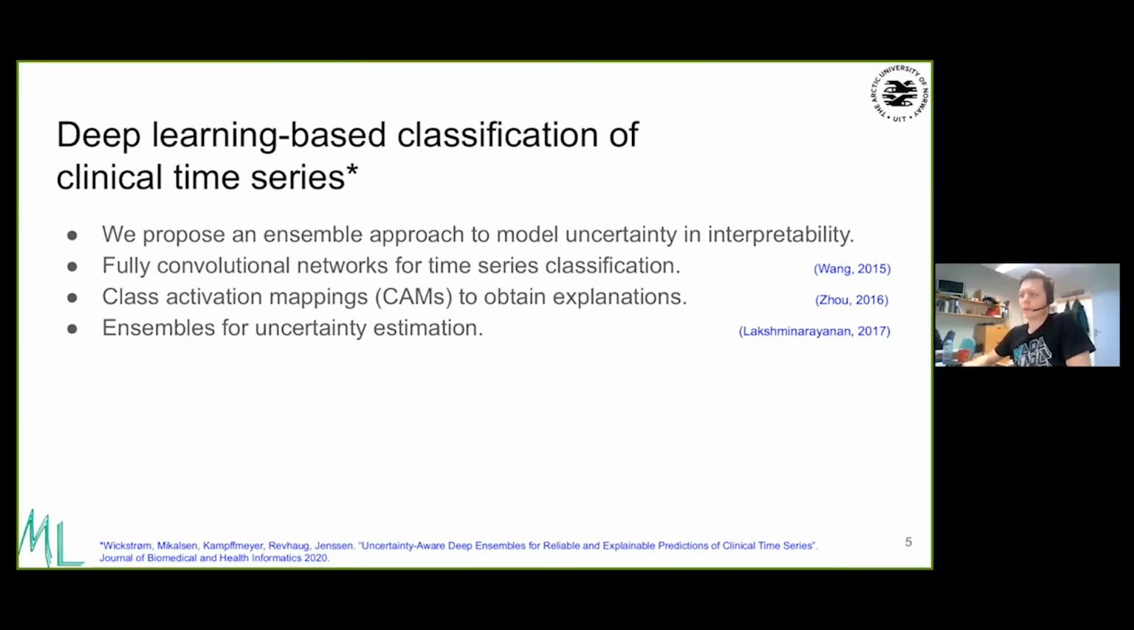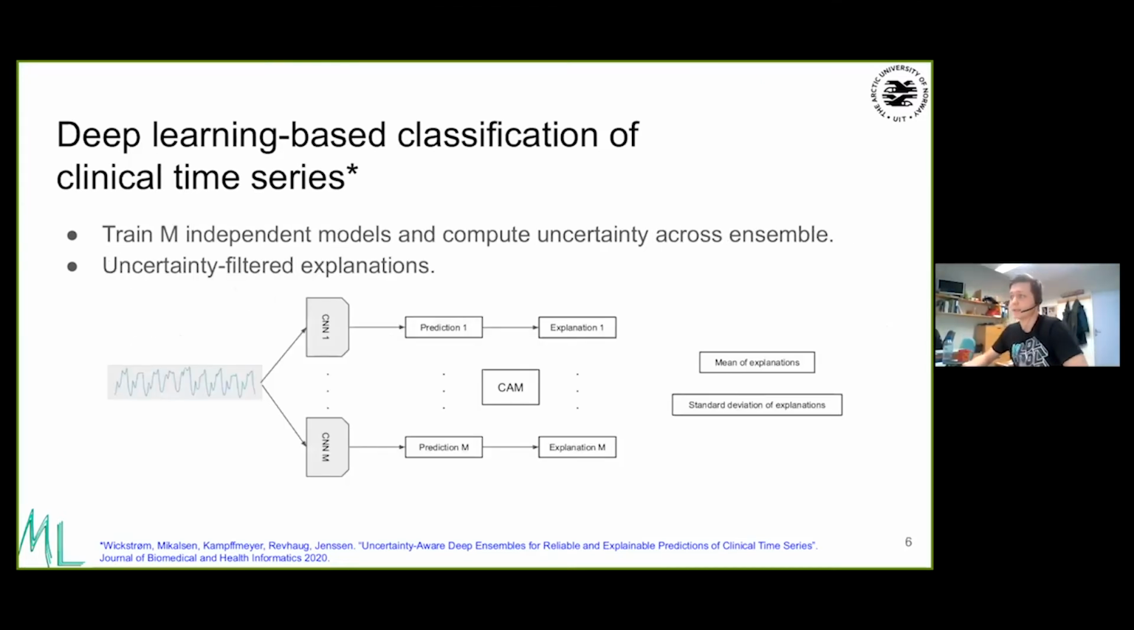So the framework looks like this. It's quite straightforward. We train convolutional networks independently. And after they're trained, we get a new sample. This sample is passed through all the networks, so we get M predictions. Then we use the class activation mapping to get an explanation for each of the predictions. In this way, we can take the mean over the explanations, and we can also compute the standard deviation across the explanations. This gives a very intuitive way of interpreting the uncertainty in the explanations.